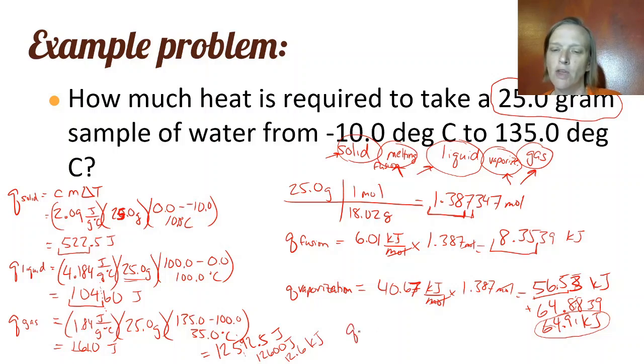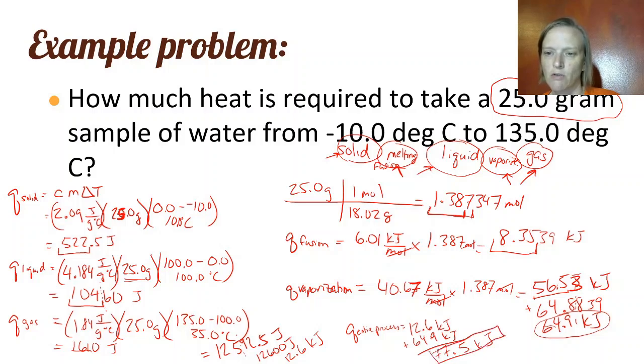So now my total Q for the entire change, the entire process, is the 12.6 kilojoules plus the 64.9 kilojoules, and that gives me a total of 77.5 kilojoules is my final answer for this problem.